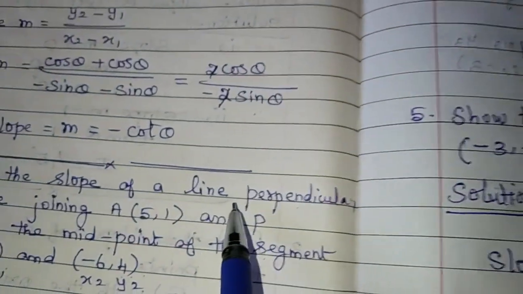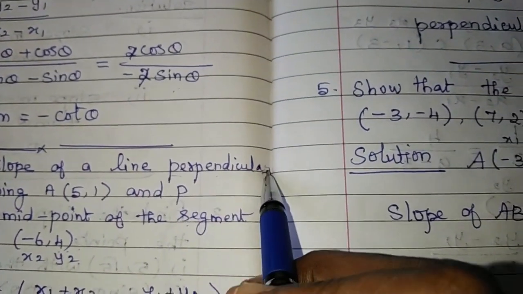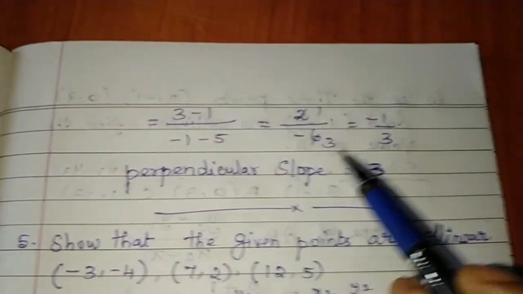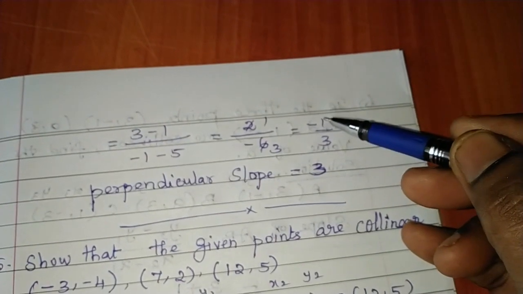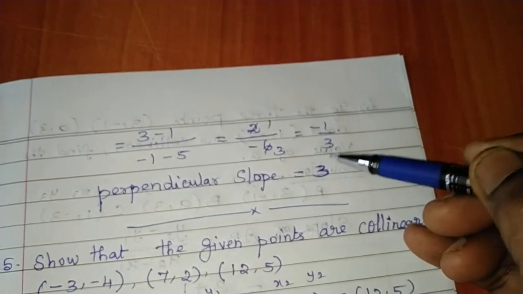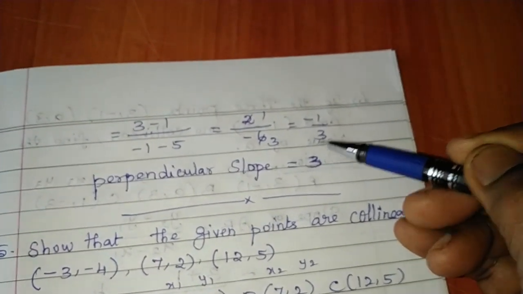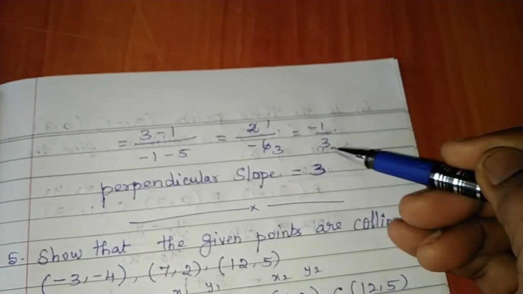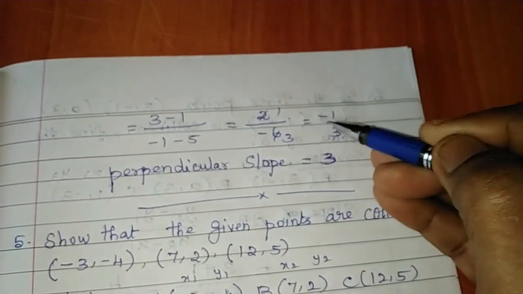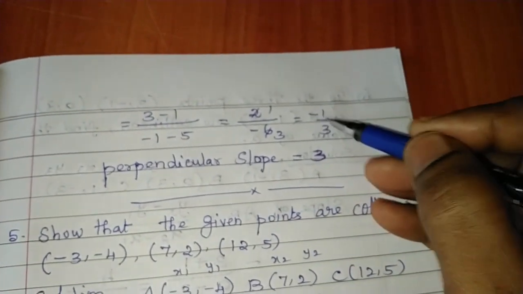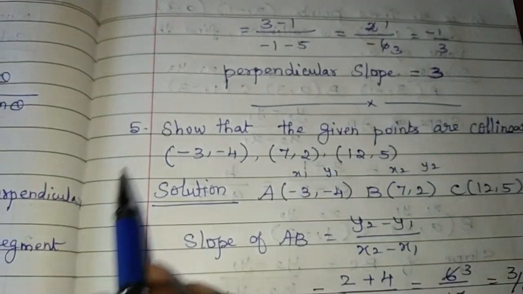Here we want to find the slope of the line perpendicular. So, read the word properly. Perpendicular means now the slope changes to reciprocal. Taking reciprocal and changing the sign, we get the perpendicular slope. Sign changes means plus. Reciprocal means 3 by 1, that is 3. Perpendicular slope equal to 3.